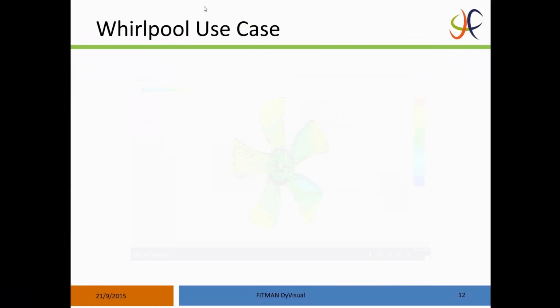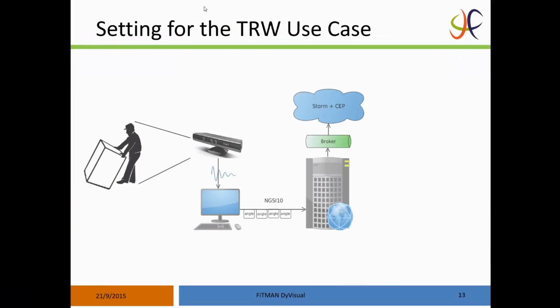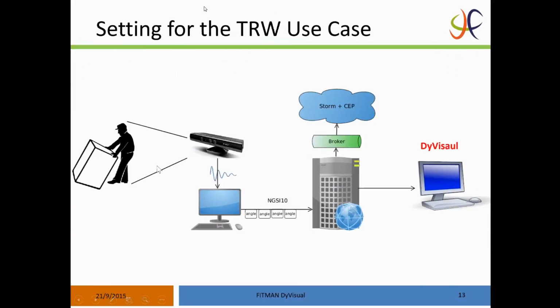Because that's the Whirlpool case that I just explained, and I just want to explain the basic setting of the TOW use case. So the idea is that a worker is doing his or her work in a work environment and is tracked by a motion capturing system, in this case a Kinect system. This tracking data is analyzed by complex event processing, where the complex event processing detects possibly some problems in the motions the worker is doing, and the result of this ergonomic analysis should be presented to a user.